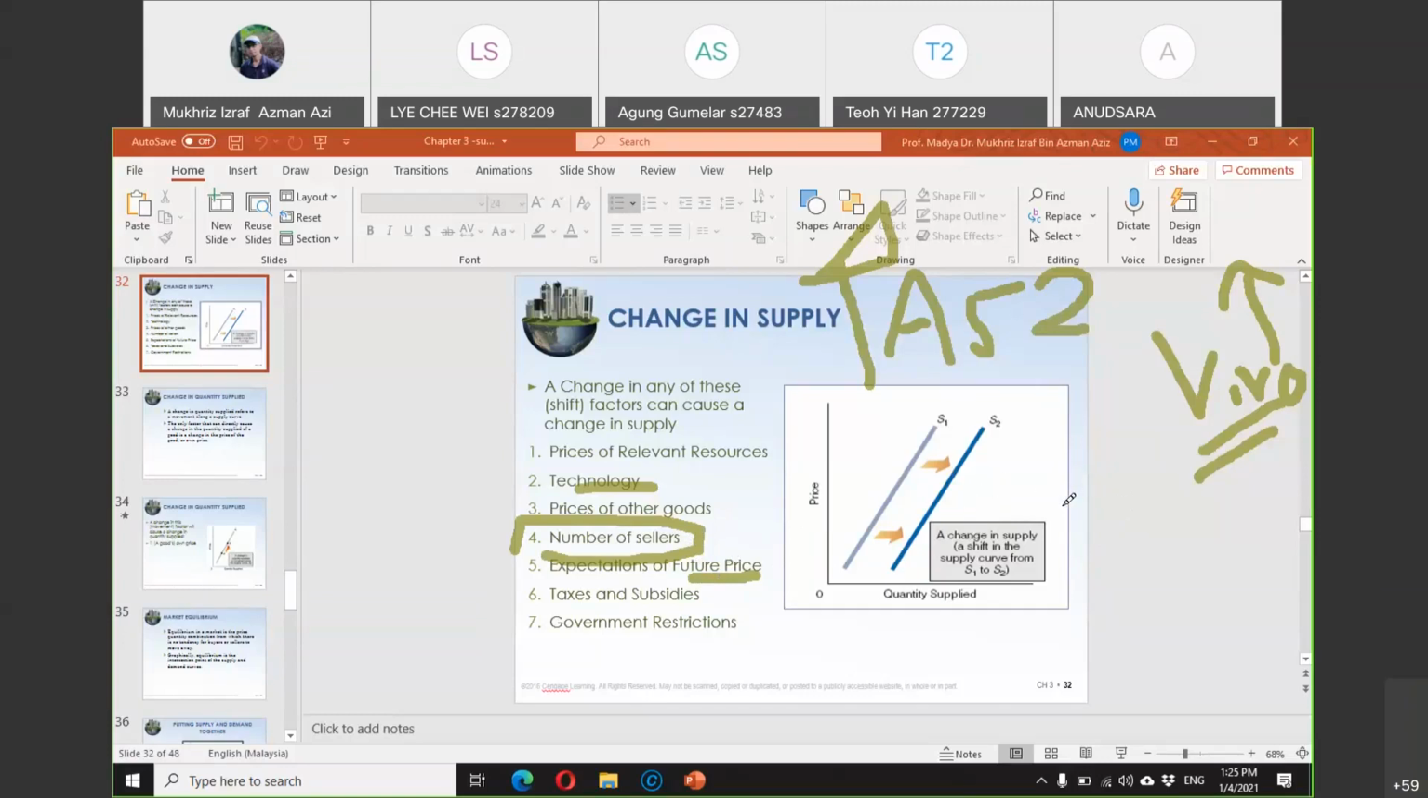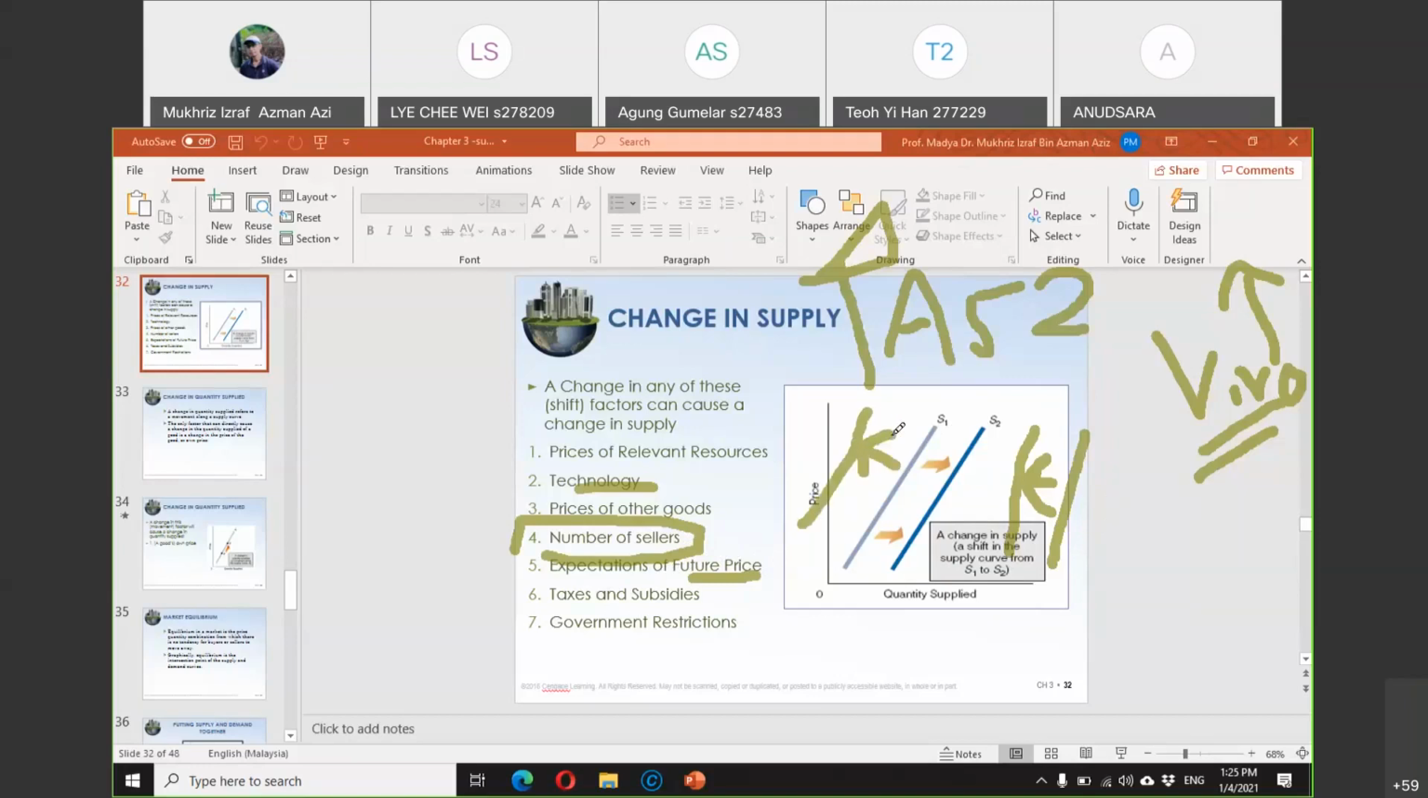Supply today might fall, might shift to the left, because if sellers expect the price in the future to increase, they might want to sell less now, because they might want to sell more when the price actually increases in the month of May during the celebration season. So if the price is expected to increase in the future, less will be supplied now.